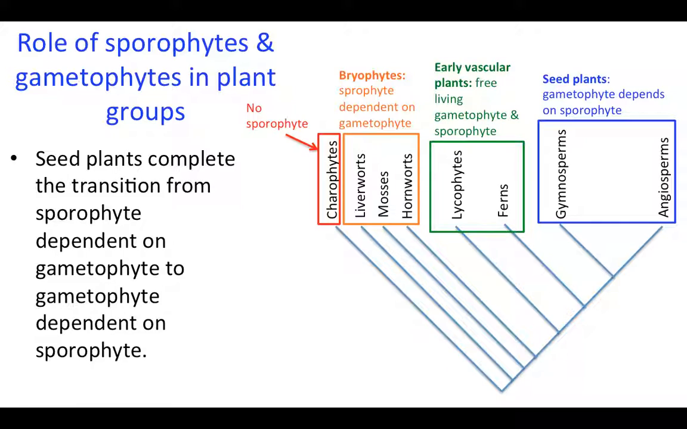The words are backwards. Bryophytes, the sporophyte depended on the gametophyte. Seed plants, the gametophyte now depends on the sporophyte. Quite a reversal. This is important because the sporophytes, remember, are the ones with 2 copies of DNA in each of their cells. They're going to be the ones better able to deal with DNA damage.